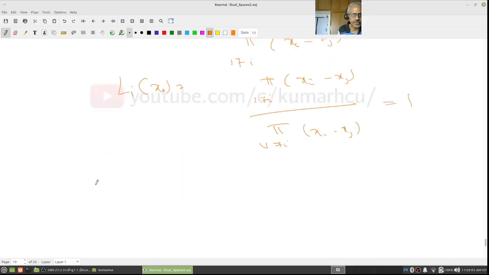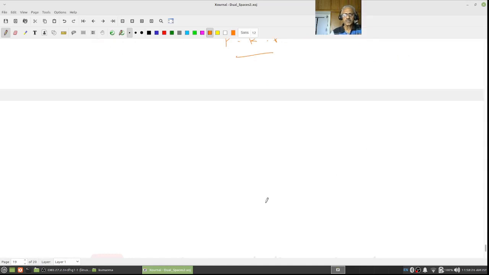Therefore Li has the property Li at xr equal to delta ir. That means it is 1 if r equals i, and 0 if r is not equal to i. Okay, pause, review, proceed. Now let's come back to this, so I have Li with this property. Now let's go back to this.